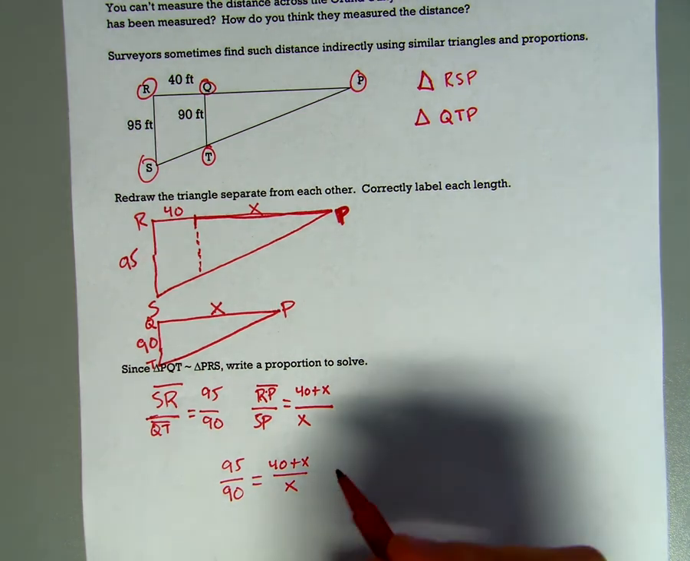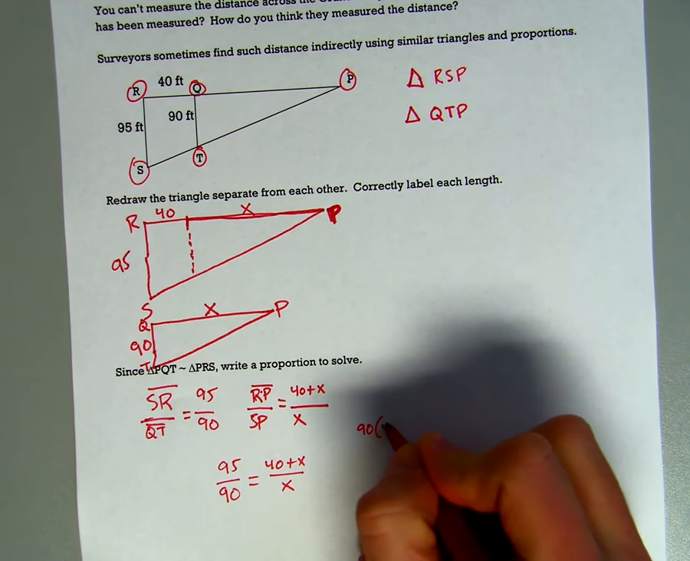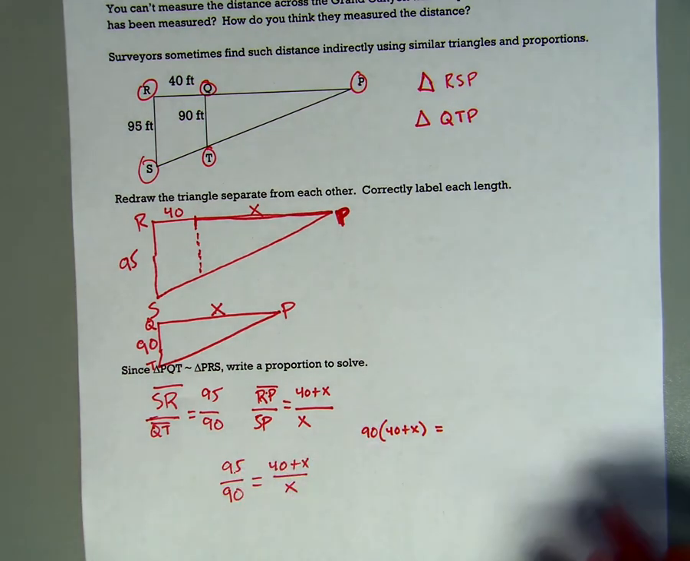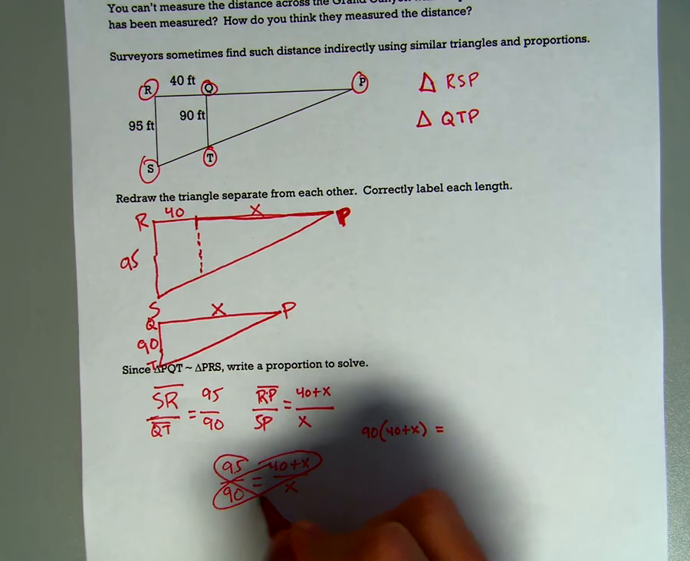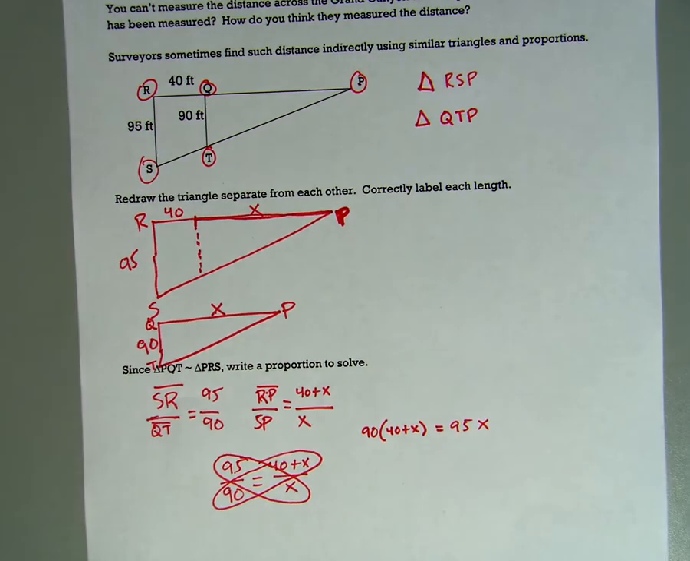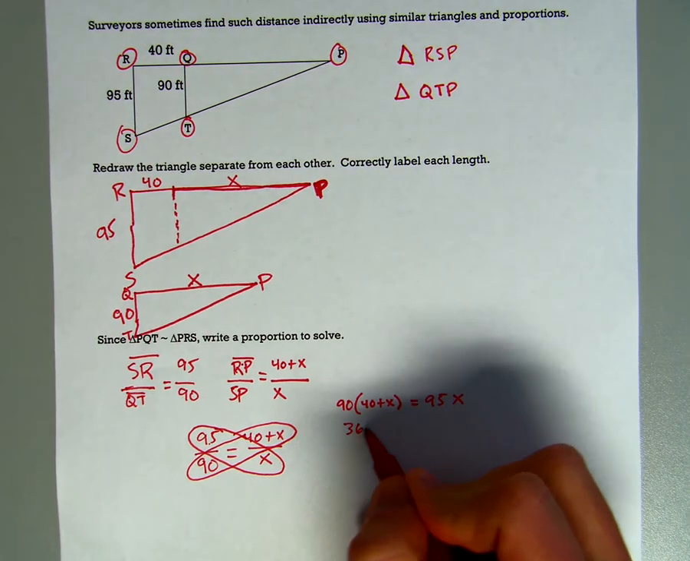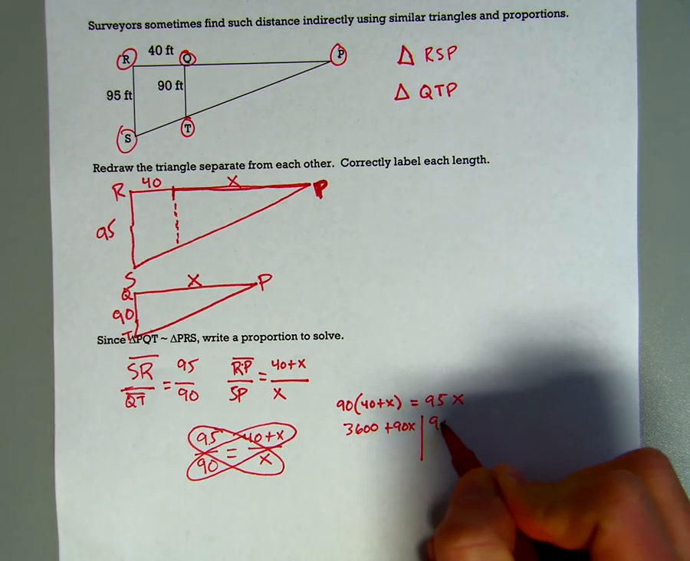So I'm going to go ahead and cross multiply here. So I have 90 times 40 plus x, and then I have 95 times x. So I'm going to circle this like this, 95x. Now I have an equation here that I can go ahead and solve, so I'm going to distribute it out first. So 3600 plus 90x equals 95x.